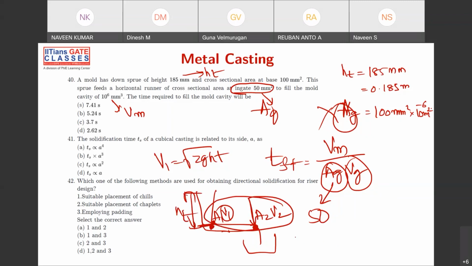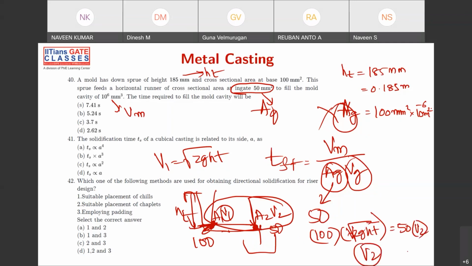That is A1. What is A1? A1 is 100 here, because here it's given 100 and here it is 50. Right? 100 into the velocity, that is what we have to calculate, under root 2G HT, is equal to 50 into V2. Calculate this V2 and substitute this V2 here. That is the trick you have to do here.